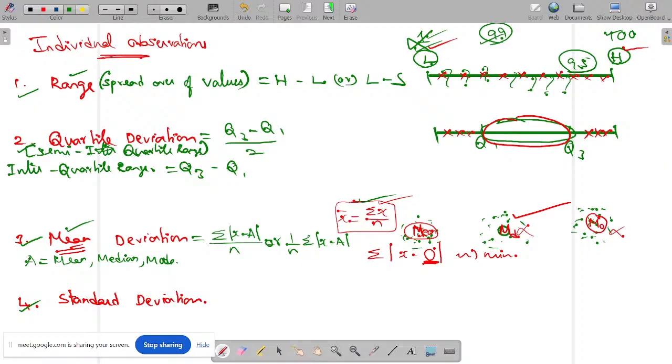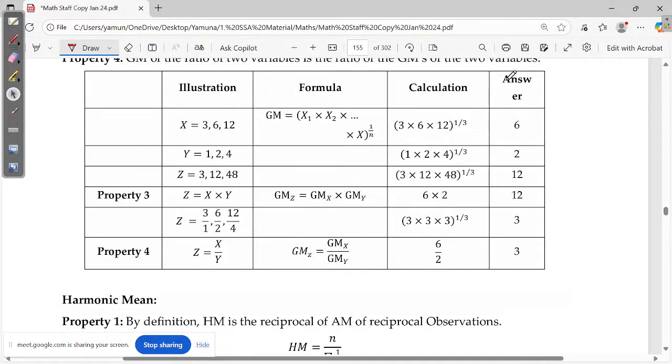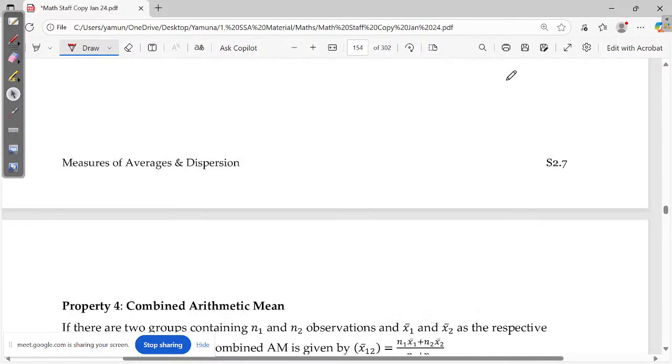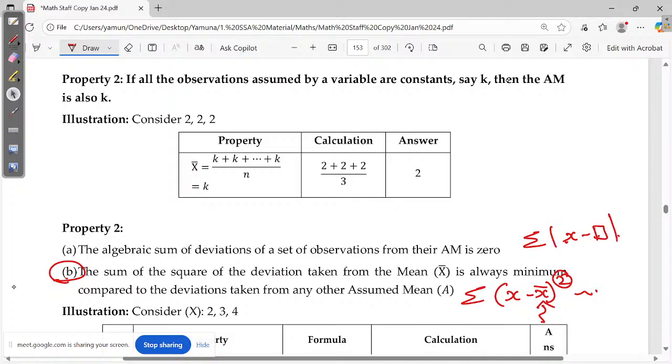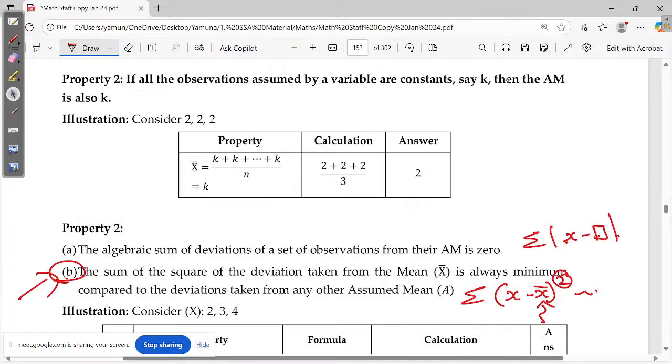But again, comparing all the averages, which is a better average? Not median, not mode. Mean is a better average. Now go for the properties of mean. Yes, please turn over. Just now I was discussing this one. One property of mean says, what does it say? You remember the second property? This page 2.7, I remember, right? What does the second property say? The sum of the squares of the deviations taken from the mean is always minimum.